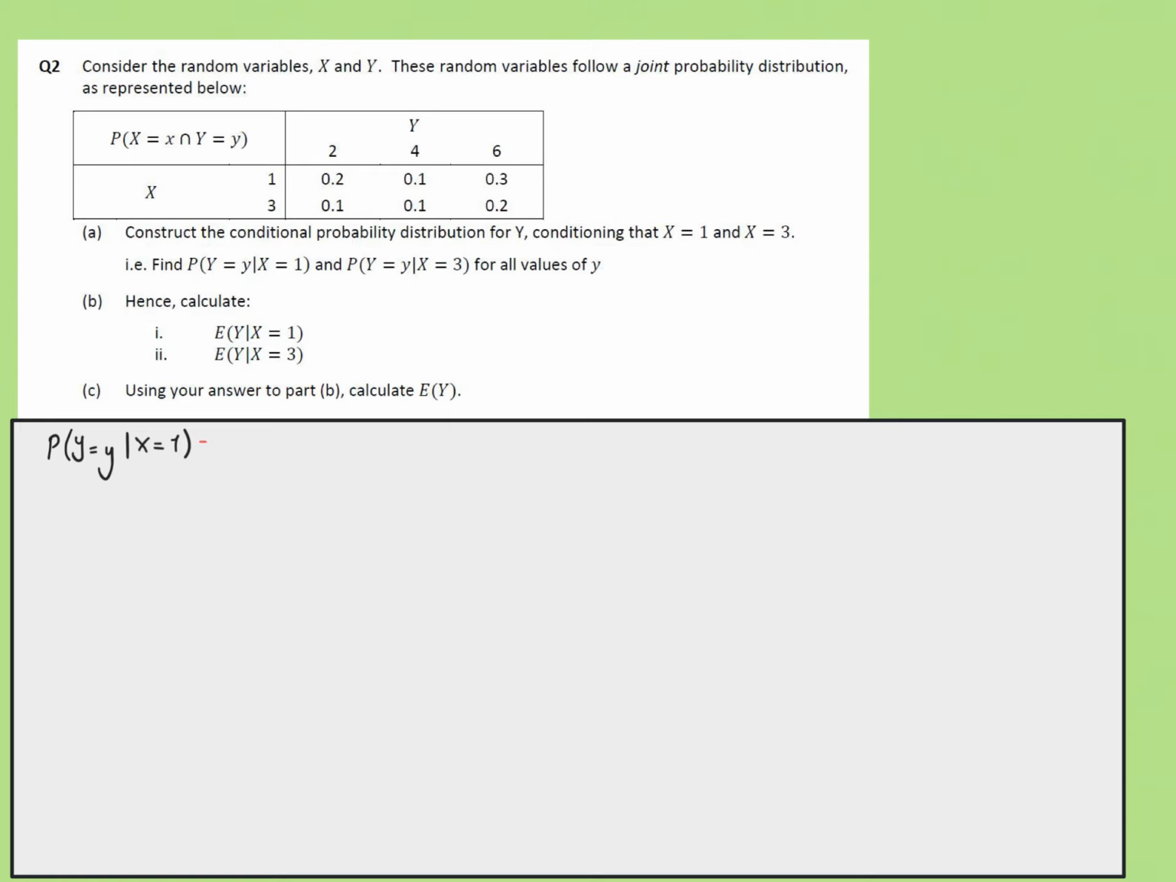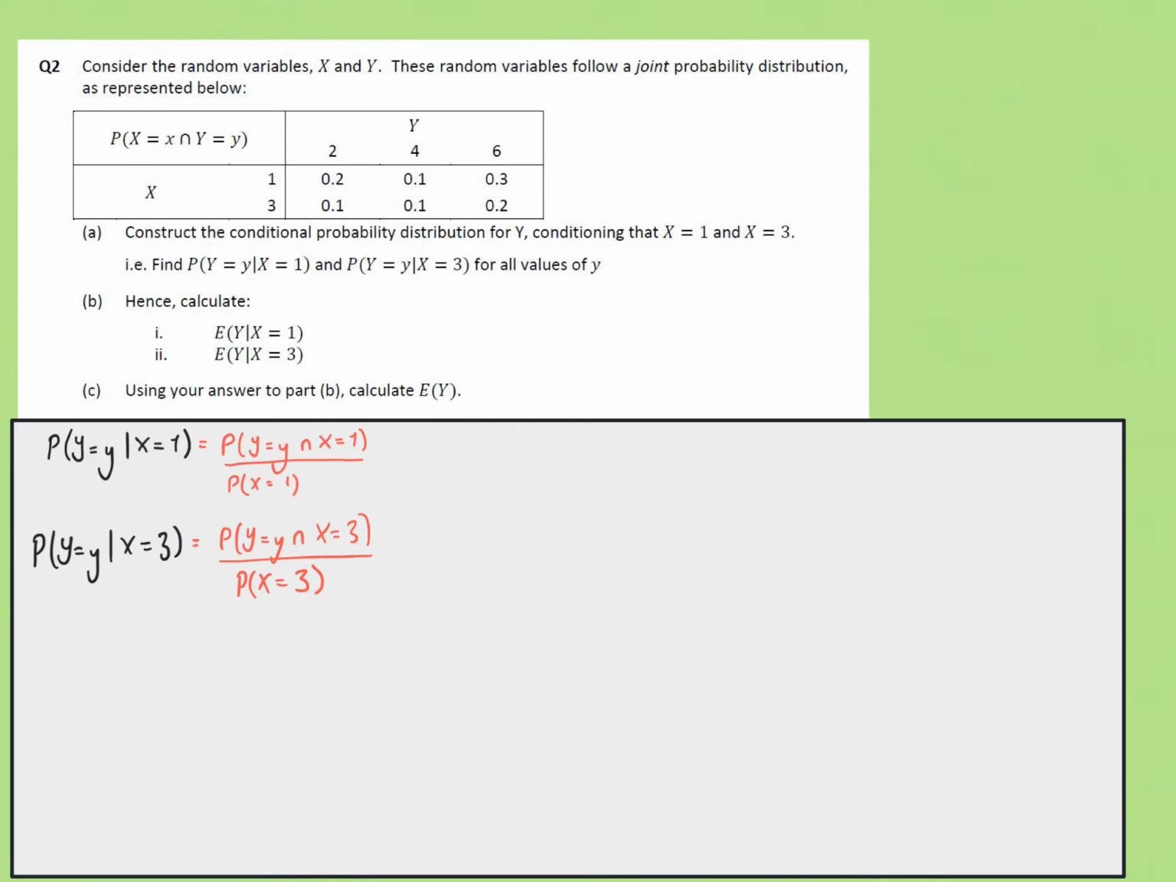And we can calculate this conditional probability by finding the ratio of the joint probability, so the probability that y is equal to a particular value and x is equal to 1, divided by the probability that x is equal to 1. Similarly, the conditional probability that y is equal to a particular value given x is equal to 3 is equal to the joint probability divided by the probability that x is equal to 3. We're restricting ourselves only to the cases where x is equal to 3.